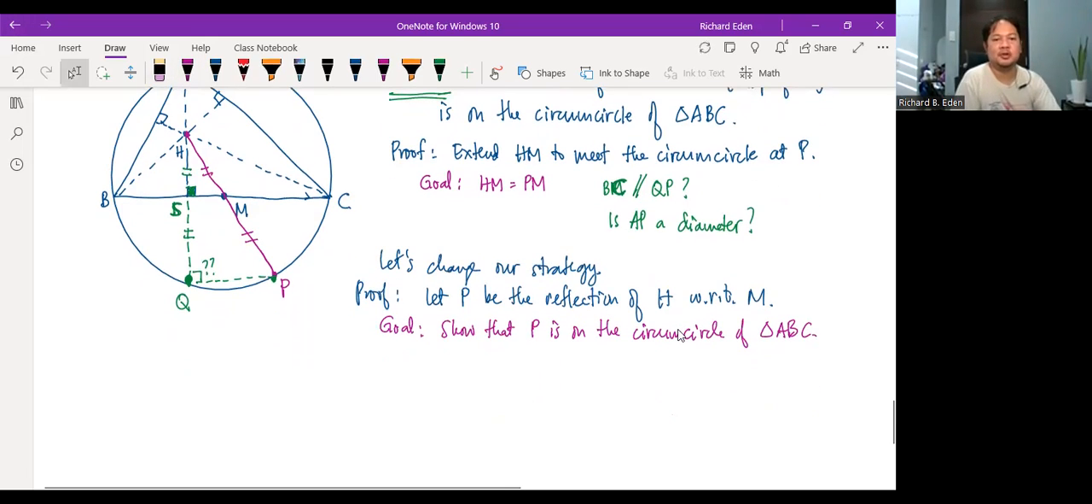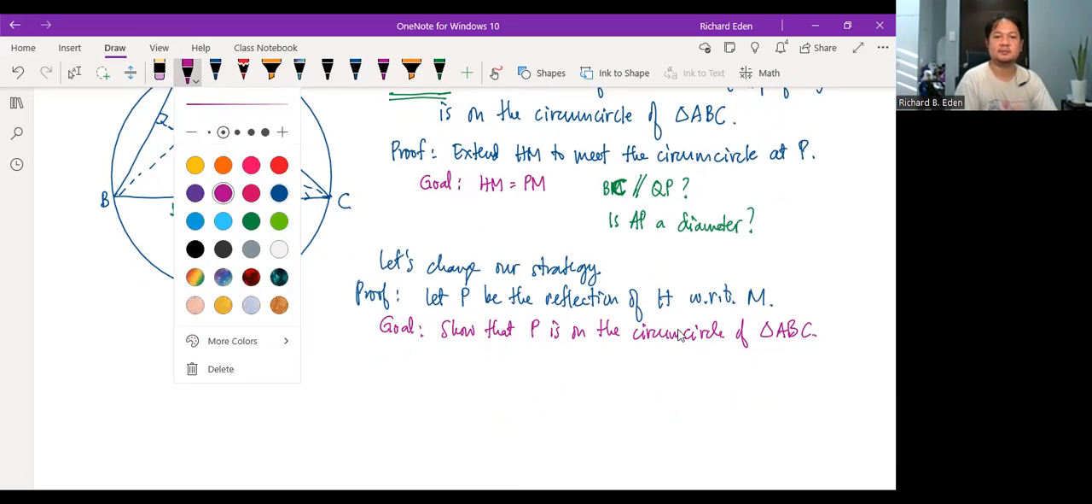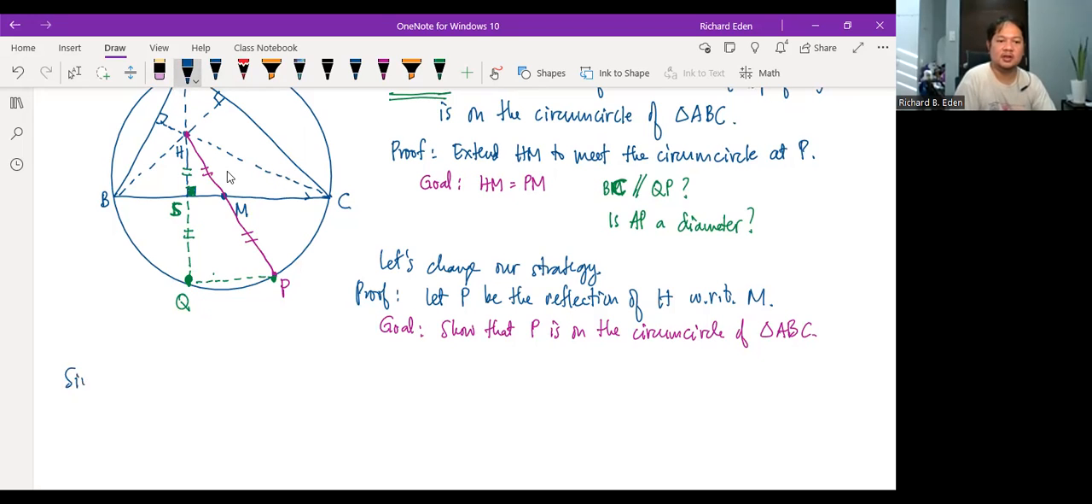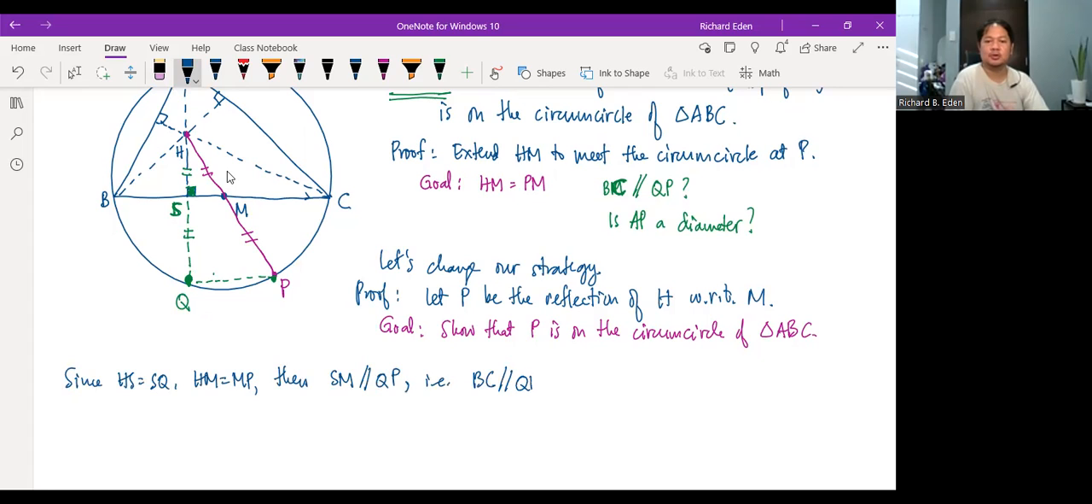Because M is the midpoint of HP, that means, right, immediately, S and M are midpoints. Okay. So since HS equals SQ, and then HM equals MP, then SM is parallel to QP. Or consequently, BC is parallel to QP, kasi S and M are on BC.